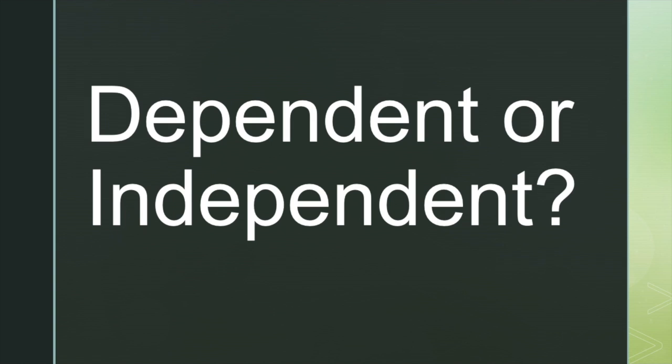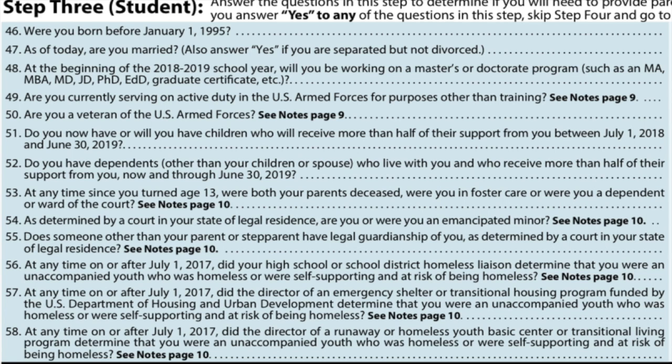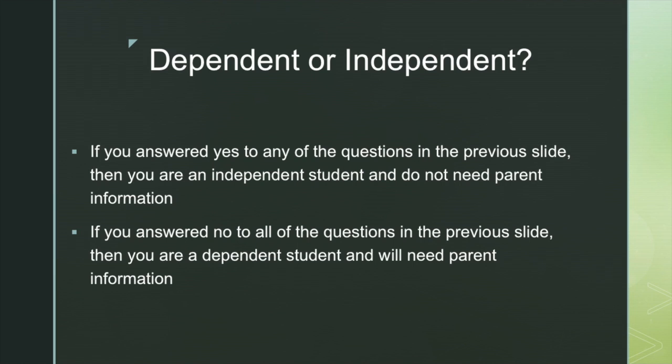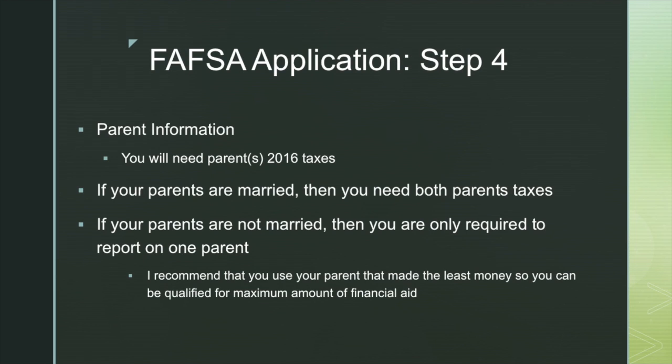So let's find out if you're a dependent or an independent student. Here are some of the questions that they ask you. If you answer yes to any of these questions, then you are considered an independent student and you do not need parent information. If you answer no to all of the questions, then you are a dependent student and you will need parent information to finish your application. So dependent or independent: if you answered yes to the questions in the previous slide, then you are an independent student and do not need parent information. If you answer no to all the previous questions, then you are a dependent student and will need parent information.